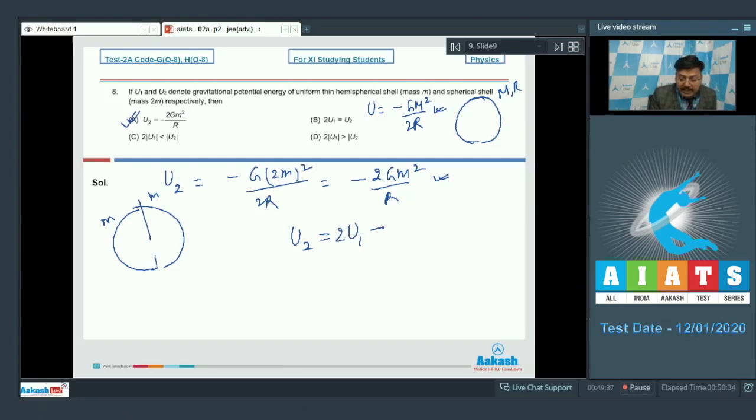So that means 2U1 plus the gravitational potential energy of interaction between, let's say, part 1 and part 2. Now each term is going to be negative. So it's very clear from this: the magnitude of each term is positive, but each term by itself is negative. So it's very clear now that 2 times the magnitude of U1 is less than the magnitude of U2, which means options B and D are incorrect. Option C is correct. Let's go to the next question now.